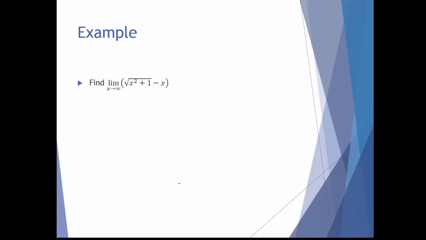If we try to find the limit as x approaches infinity of the square root of x squared plus 1 minus x, let's see if we can intuitively determine what happens as x gets infinitely large. As x gets infinitely large, the square root of x squared plus 1 is going to go towards infinity. And so is x. So the problem is we're going to end up with infinity minus infinity. And again, that is an indeterminate form. Specifically, this one's what's referred to as an indeterminate difference.